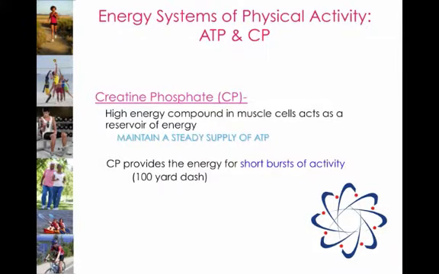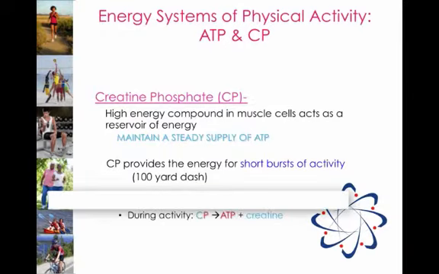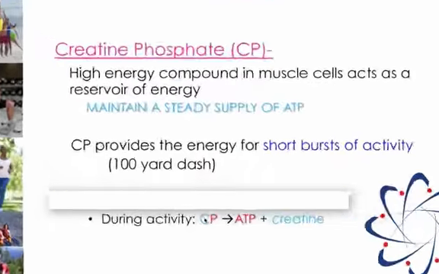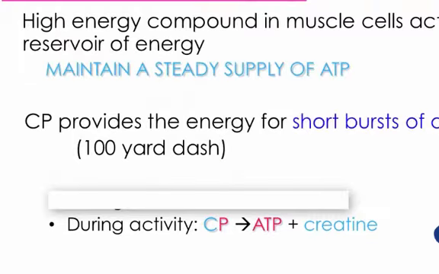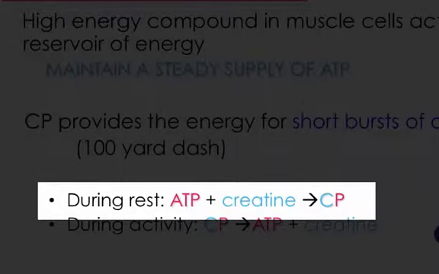During short bursts of activity, if it's not running out of the room to save your life, let's say it's a 100-yard dash or some type of high-intensity, short-duration activity, what happens is that creatine phosphate is broken down into ATP. ATP is then further broken down and energy is released to allow the muscles to contract. During periods of rest, creatine phosphate is reformed.